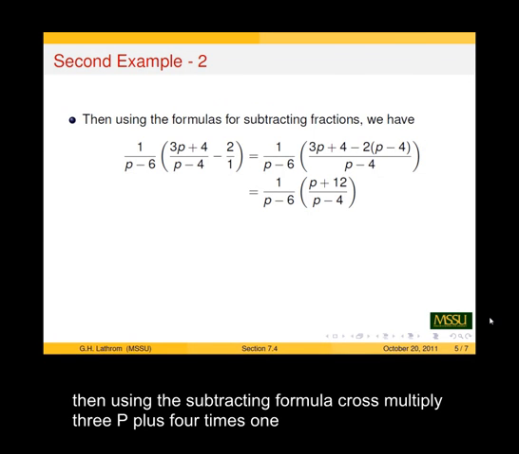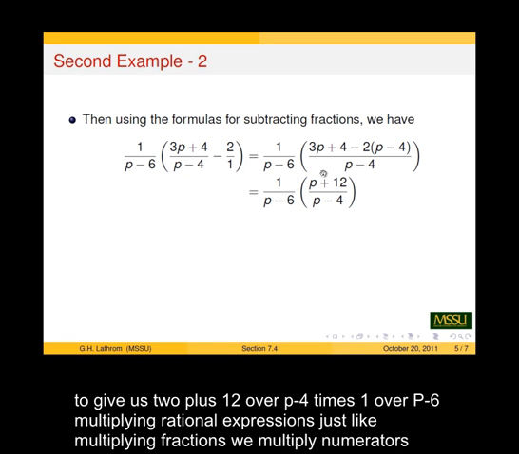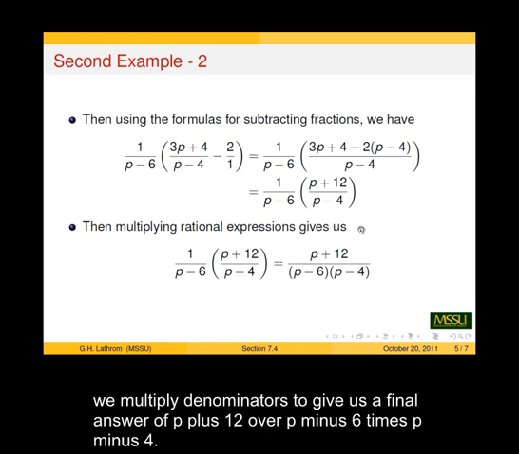Then, using the subtraction formula, we cross multiply 3p plus 4 times 1 minus p minus 4 times 2 to give us p plus 12 over p minus 4 times 1 over p minus 6. Multiplying the rational expressions, just like multiplying fractions, we multiply numerators, we multiply denominators to give us a final answer of p plus 12 over p minus 6 times p minus 4.